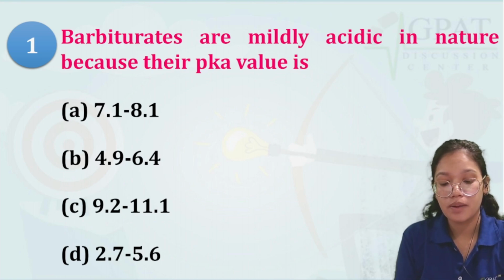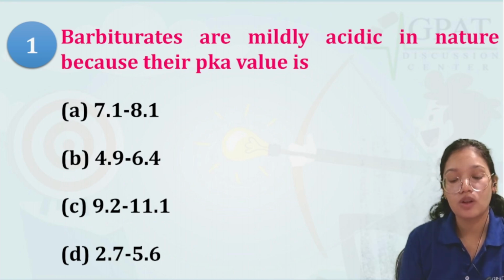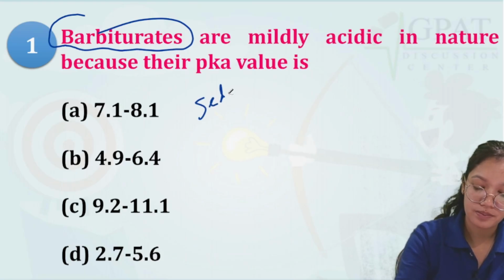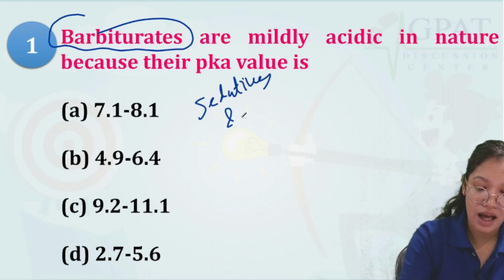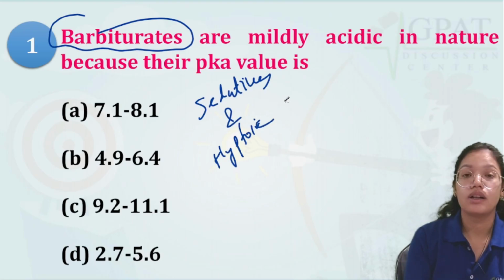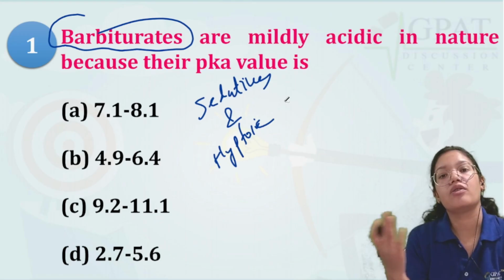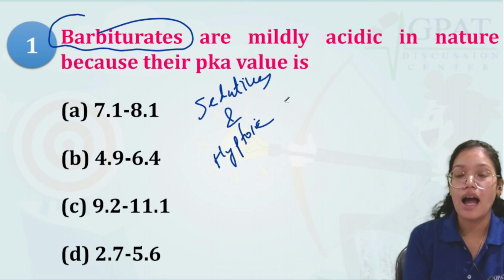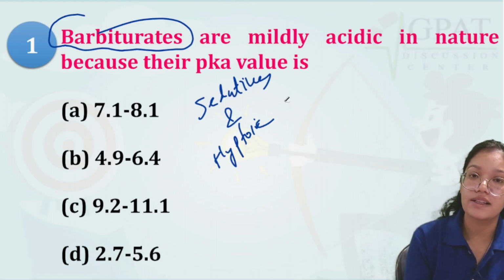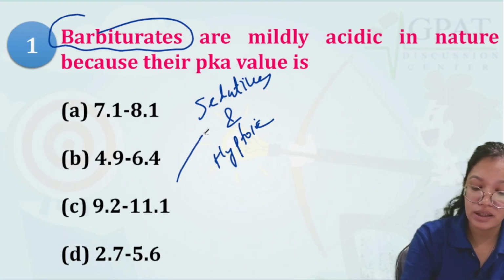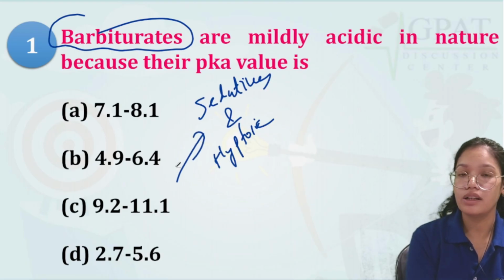nature because their pKa value is. So talking about the barbiturates, the type of sedatives and hypnotics, they have this particular property, and these barbiturates are derived from barbituric acid and they are somewhat acidic in nature. And due to this acidity only, they are acting as the sedative and the hypnotics.